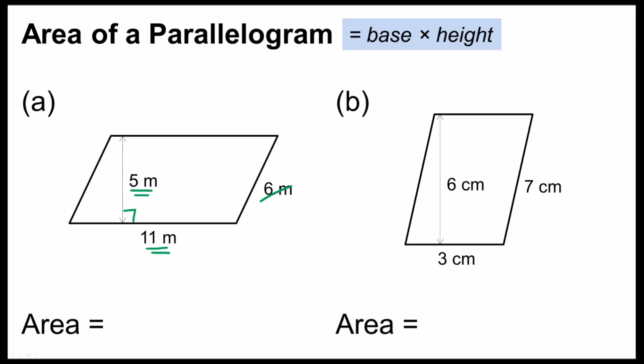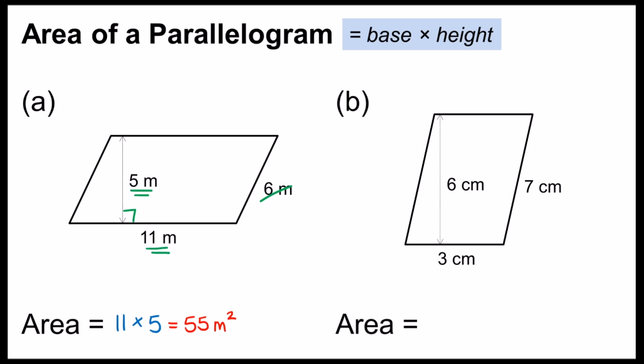Now, to work out the area, I need to do base, which is 11, times by height, which is 5. I know that 11 times 5 is 55, and because my lengths are both in meters, my units are going to be meters squared. That's because it's an area.